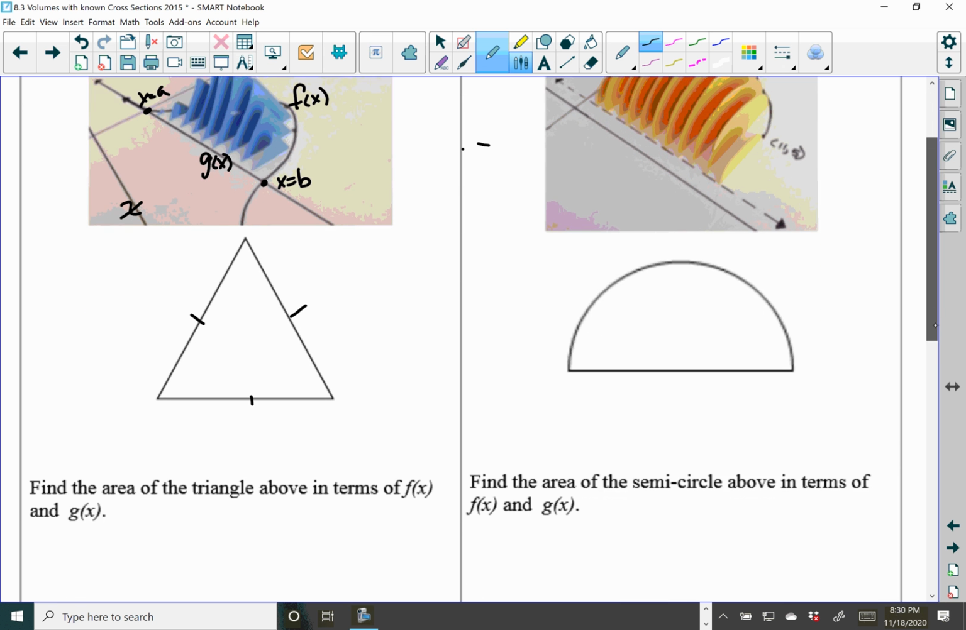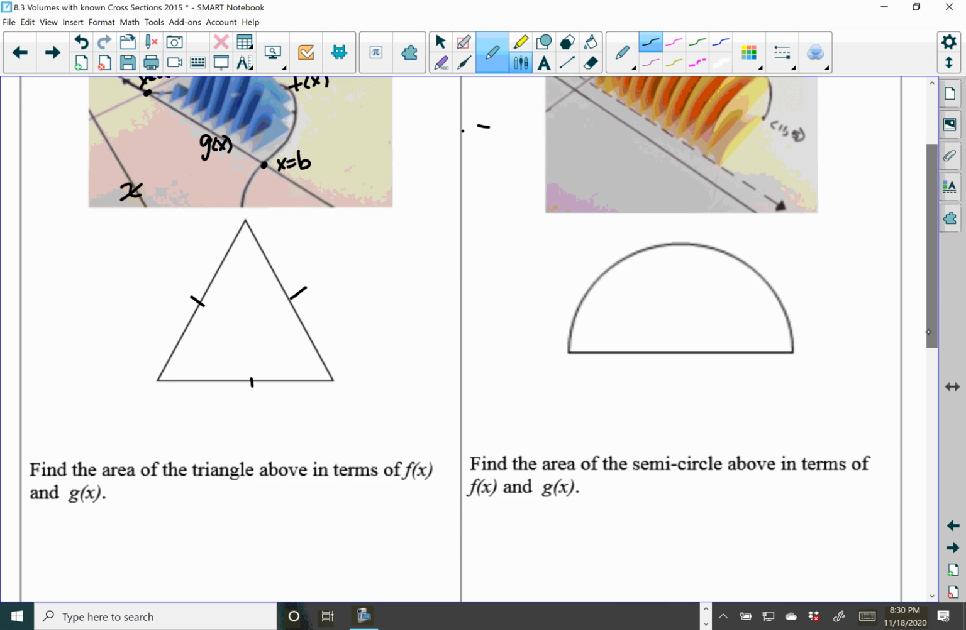Well, what do you remember about an equilateral triangle? All three sides are equal. All angles are 60 degrees. That's helpful, isn't it? And I know that I'm headed for this area formula that's 1/2 base times height. So I need to capture my base, don't I?